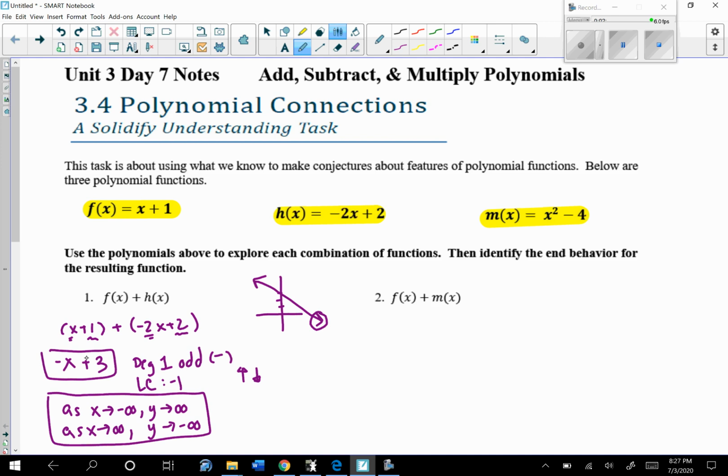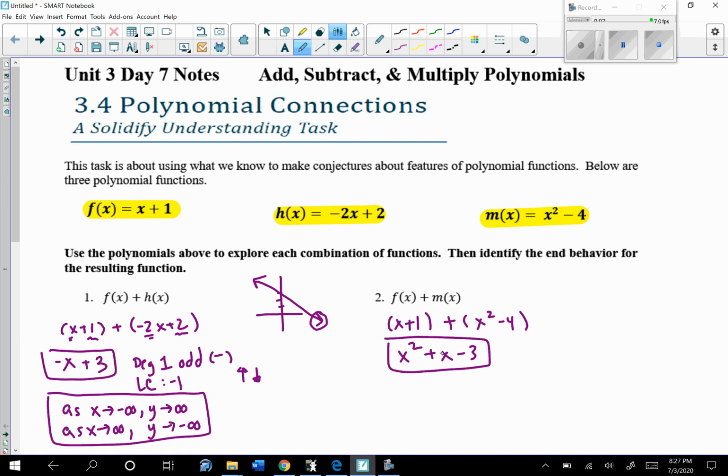Go ahead and do the next one on your own. When you're done, pause and check your work. So f of x plus m of x. Now we have x plus 1 plus, so linear plus a quadratic, because this is x squared minus 4. If I add these together, there is no like term with the x squared, there is no like term with the x, but 1 minus 4 is minus 3. So if I add a quadratic and a linear, I get a quadratic function.